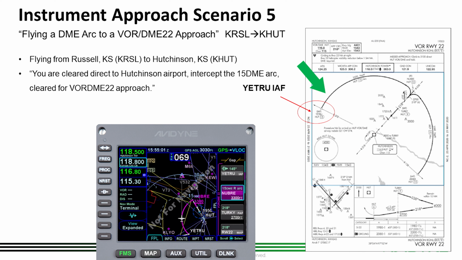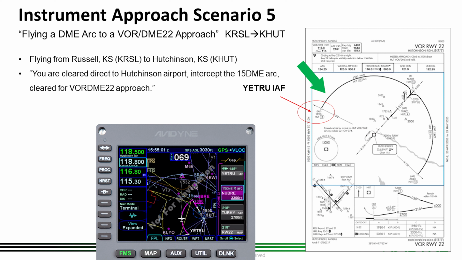Okay, now this is the last approach exercise. Let's fly a DME Arc transition to a VOR DME approach using the Atlas FMS. For this approach, we are relocating the demo sim to Kansas. We will fly from Russell, Kansas to Hutchinson, Kansas using the VOR DME 22 approach.